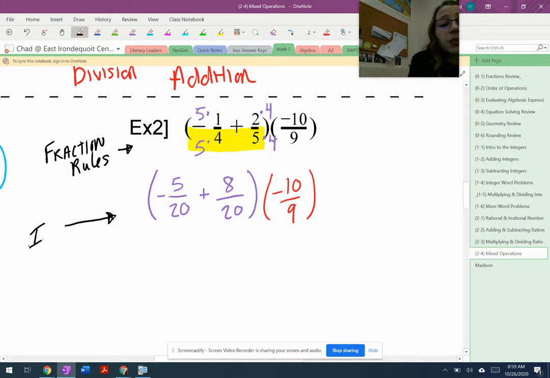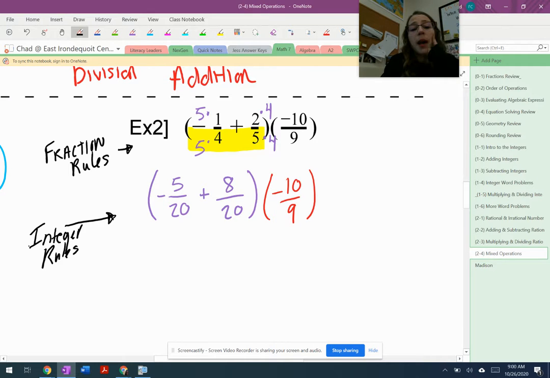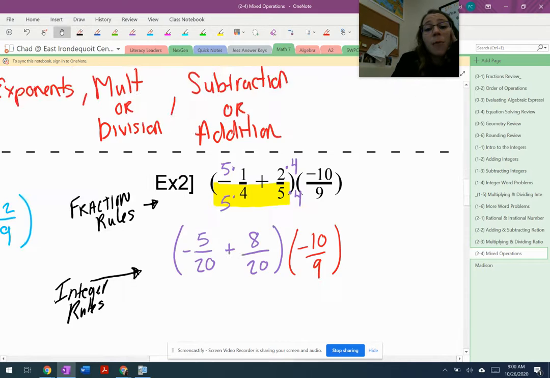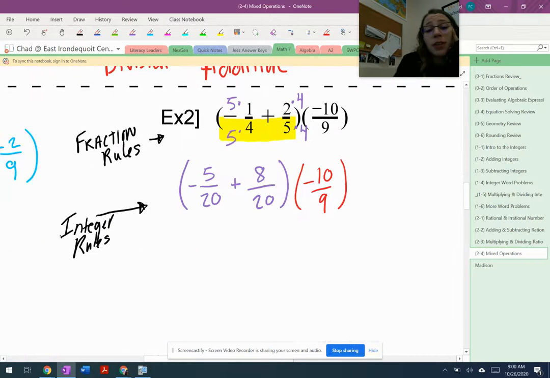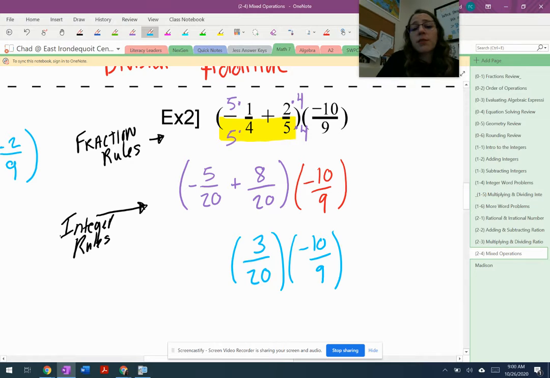Now I'm looking at integer rules again. I'm adding integers that have different signs. I have a negative 5 plus 8. If I were to do a little bubble for that, I'd have 5 negatives and 8 plus signs. My rules tell me with different signs that I subtract and keep the sign of the larger. 8 minus 5 is 3, and I have more positives than I do negatives, leaving me with a positive 3/20 as an answer. And again, just carrying down that negative 10/9.